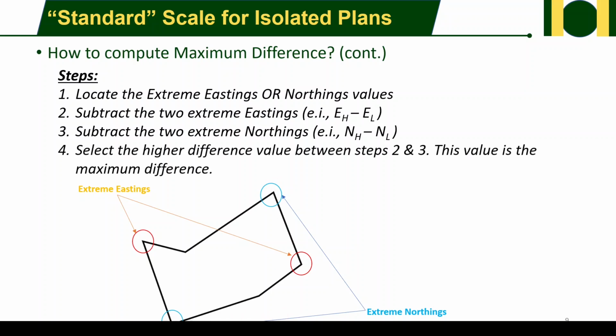The next thing you are going to do is select the higher difference. For example, in item number 2 you get 100, and in item 2 you get 200. Then you select the higher, so you have to select 200. That value that you selected is the maximum difference.